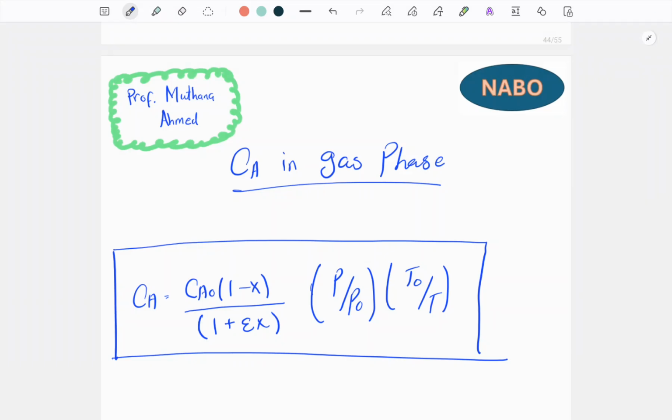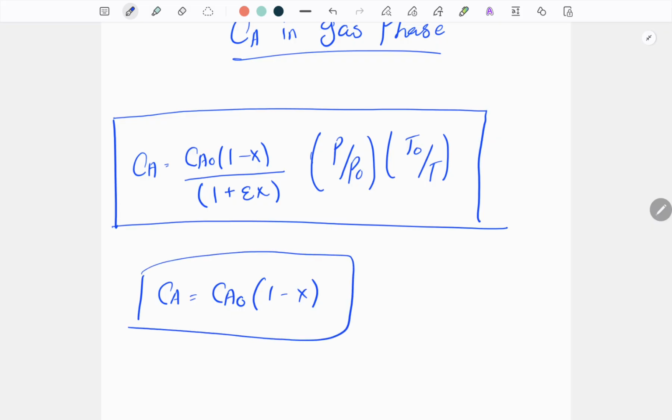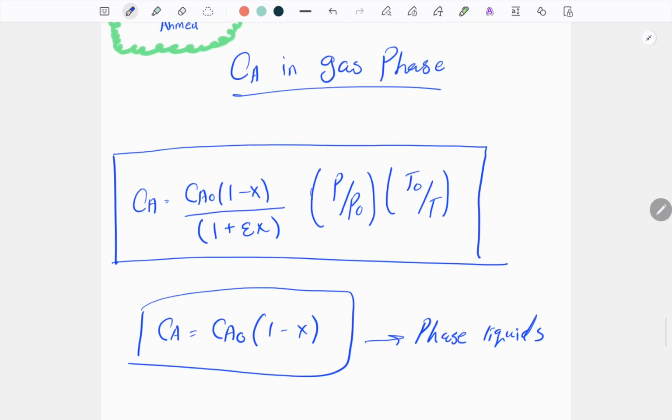Hello everyone, in today's class we'll go through the final concentration in a gas phase. Previously we were using this equation here, Ca equals Ca naught times 1 minus x. This equation only applies for incompressible liquids, only used in the liquid phase, which relates the initial concentration with the conversion rate in order to find the final concentration.